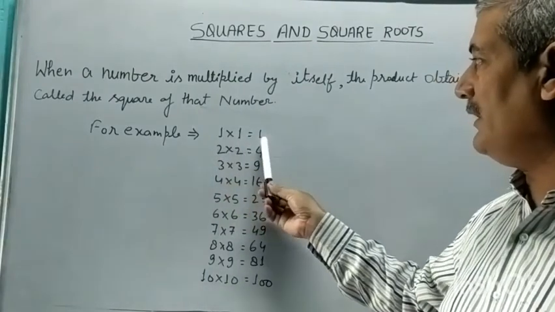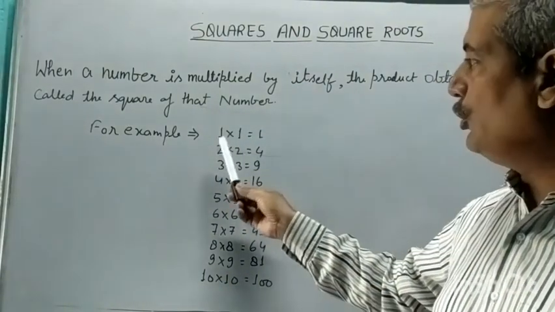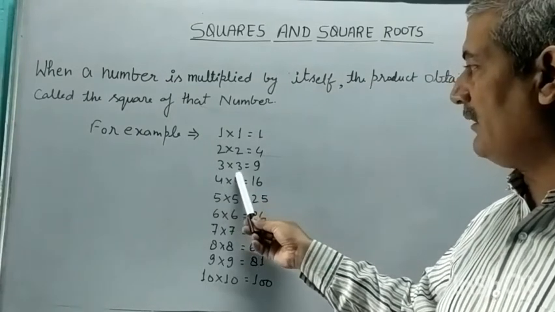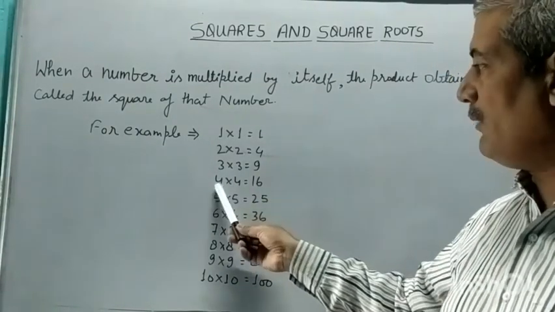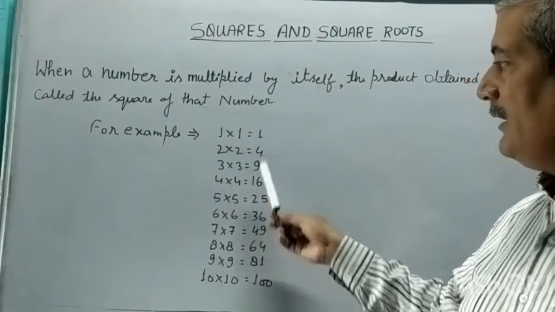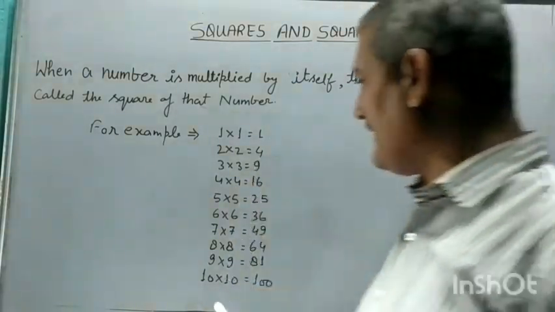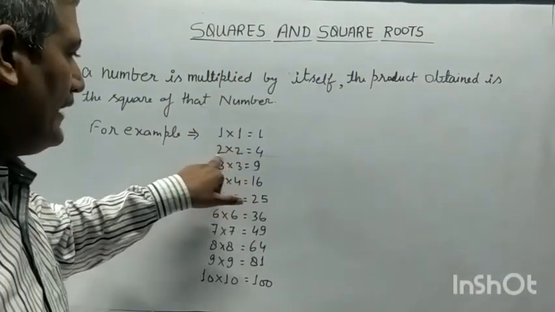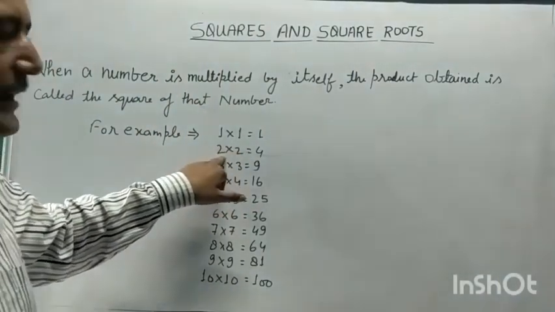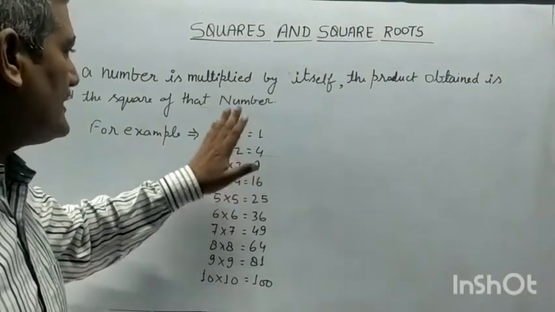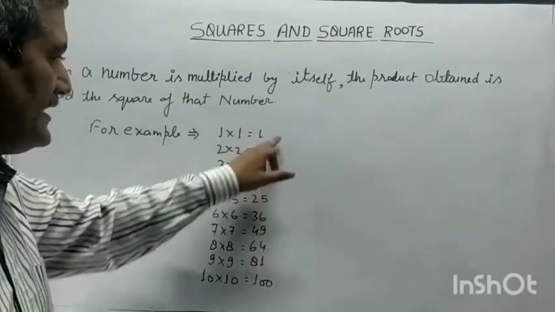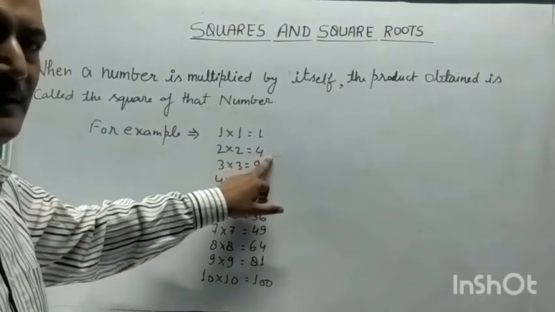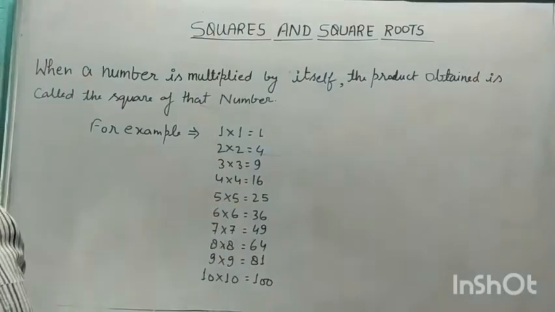Example: 1 multiplied by 1 equals 1, 2 multiplied by 2 equals 4, 3 multiplied by 3 equals 9, 4 multiplied by 4 equals 16, and so on. In these examples, a number is multiplied by itself, and the product is called a square. So these products are the squares of the given numbers. For example, 4 is the square of 2.